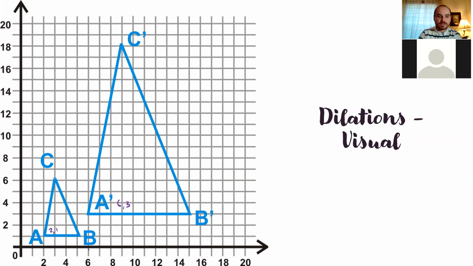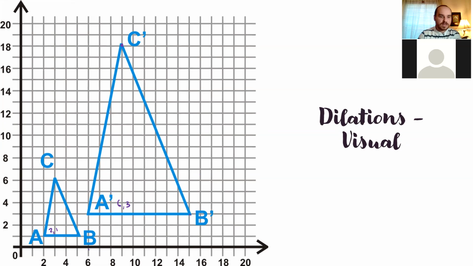If you do the same thing with C, C is at 3, 6. The new C is at 9, 18. The B is at, it looks like almost 5, 1. It's a little over, but that's okay. And then B here is 15, 3. So everything's just multiplied by 3.